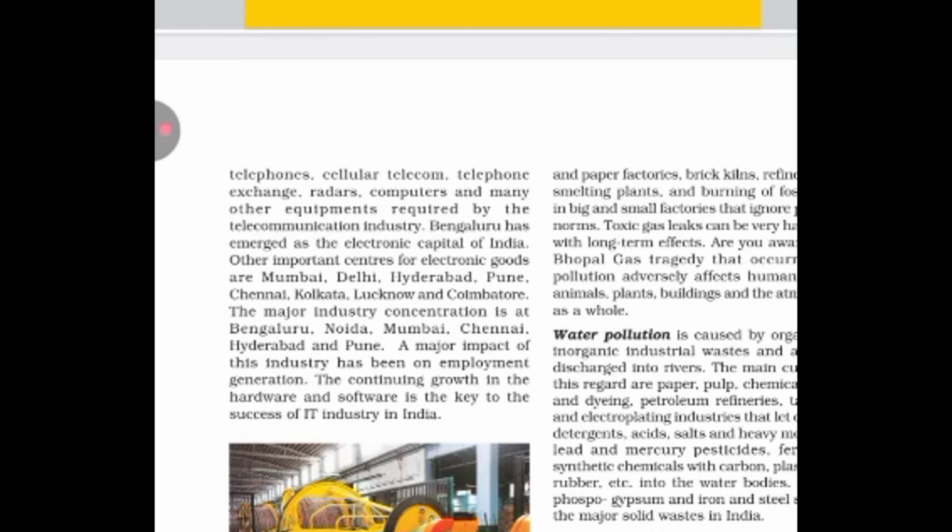Bangalore is known as the electronic capital, and all the cities have become mega metropolitan because of this one IT industry. Like we have Mumbai, Delhi, Hyderabad, Pune, Chennai, Kolkata, Lucknow, Coimbatore.